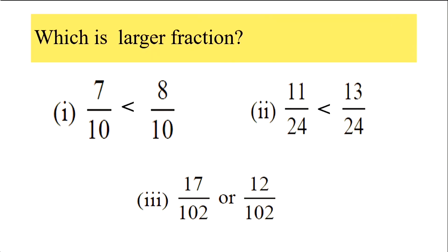Now, come to one more. 17 by 102 or 12 by 102. Here, which is the greater numerator? 17 is the greater numerator. Then which fraction is greater over here? 17 by 102 is greater than 12 by 102. Now, I am using the greater than symbol, that is, 17 by 102 is greater than 12 by 102.